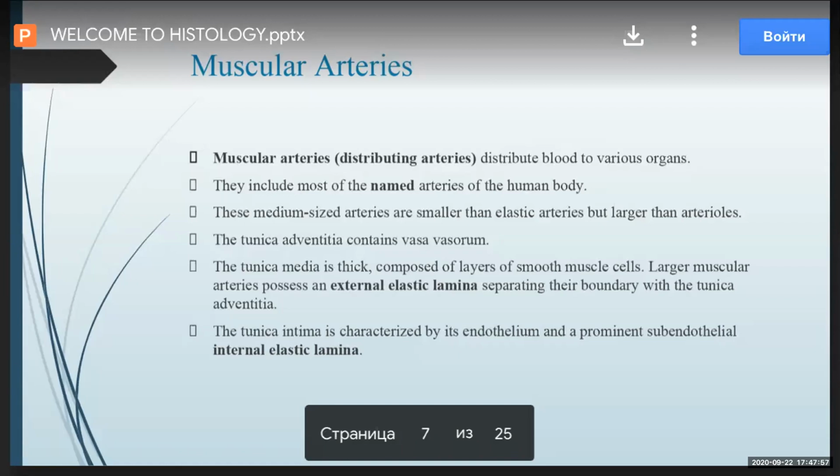So for example, if I ask you, does the hepatic artery have vasa vasorum? You will say yes, because the hepatic artery is muscular. And we know that muscular arteries have vasa vasorum in their tunica adventitia. Good. The tunica media is thick, composed of layers of smooth muscle cells.